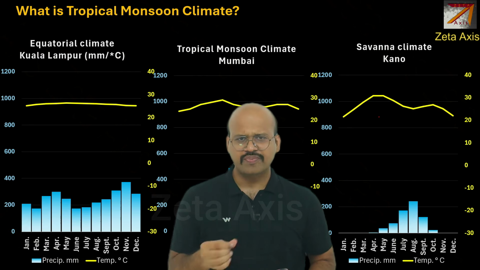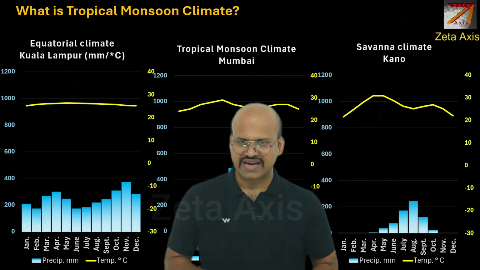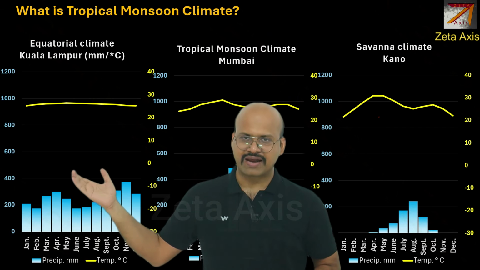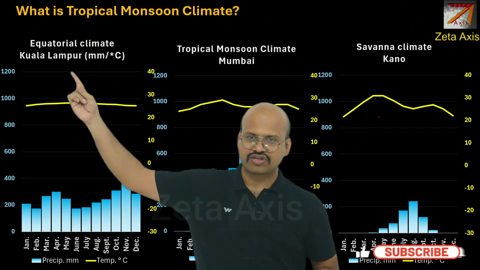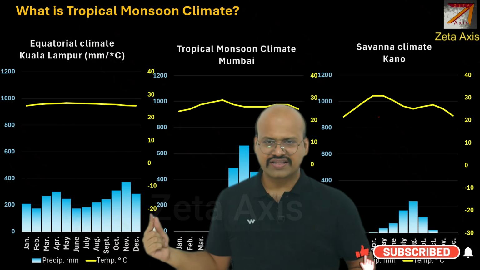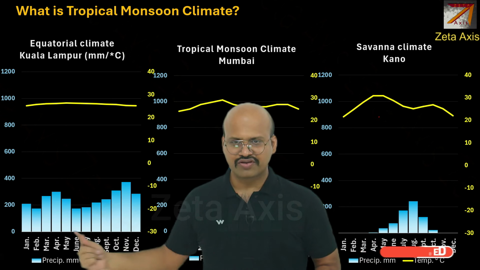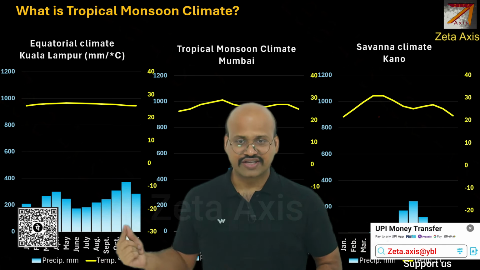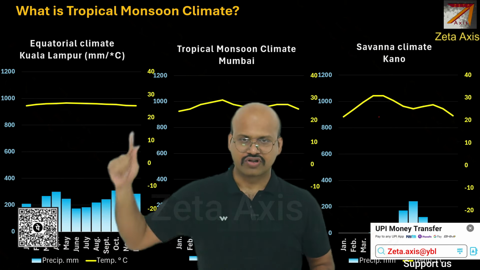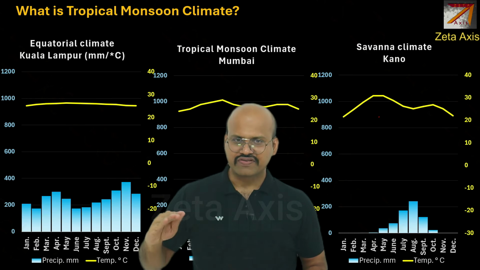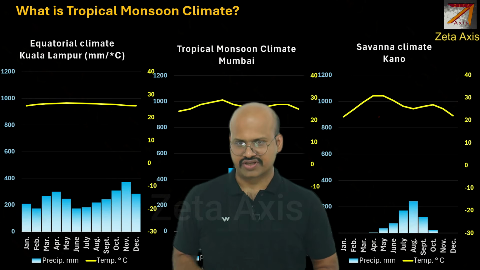Now, what is the tropical monsoon climate? To understand it, here is our equatorial climate system. The example is Kuala Lumpur, and we can see that there is significant rainfall throughout the year, in each month. There is no dry period, no month when there is no rainfall.